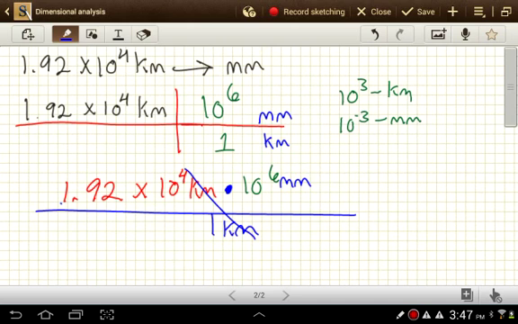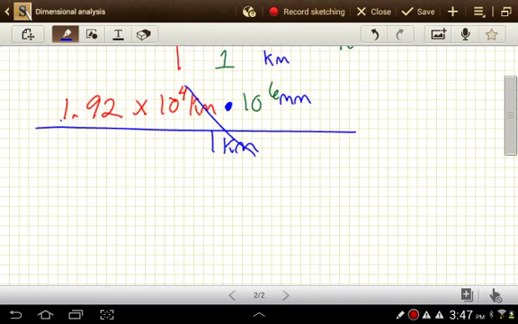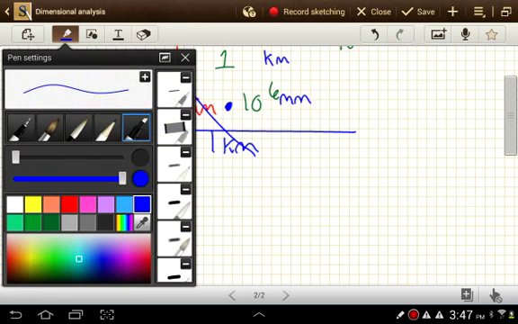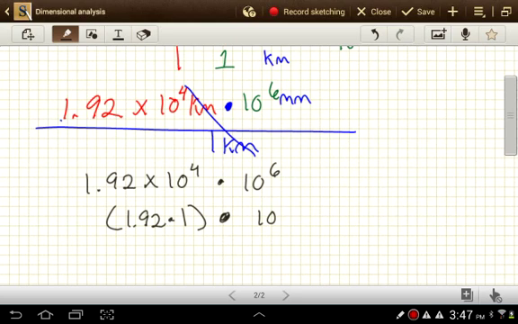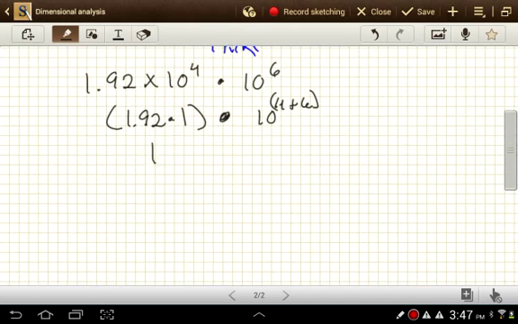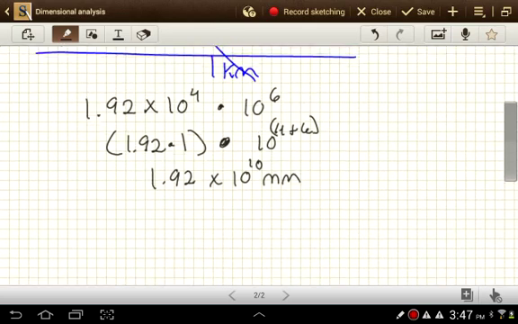So I come back down here, and I have 1.92 times 10 to the 4th times 10 to the 6th. And as in previous videos, what do we do? When we multiply exponents, we add them. So what number is really in front of that 10 to the 6th? Well, really there's a 1 there, so I multiply the 1.92 times 1 multiplied by 10 to the 4 plus 6. I finish that down, I come down, I go 1.92 times 10 to the 10th, and what unit? Millimeters. So check my work, that makes sense.